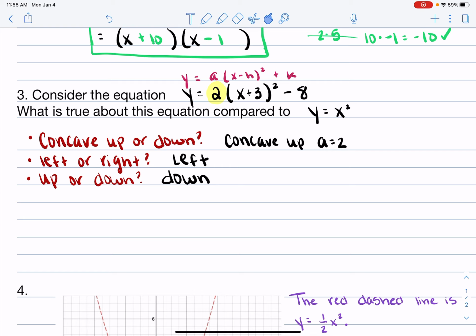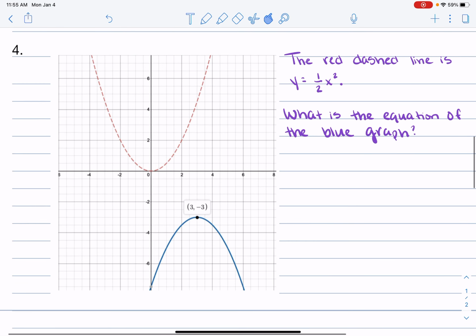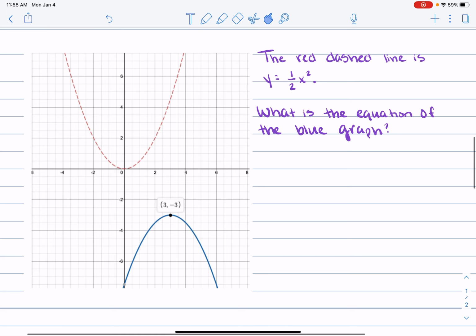Okay. And then the last one is the red dashed line, y equals 1/2 x squared. Okay, so if I look at this red dash here, that's the equation of this line. Now, based on having this information, it wants to know what's the equation of the blue graph.